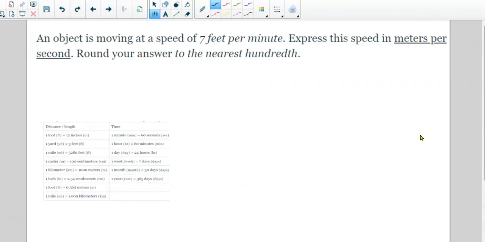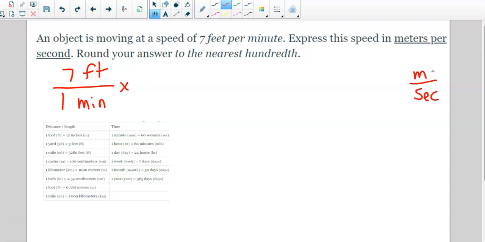Okay, this time our question is, an object is moving at a speed of 7 feet per 1 minute. And I want to express this speed in meters per second. So I'm just going to let that hang out down there so I remember what my goal is. And now I'm going to go grab some measurements from my reference sheet. But I always like to do time first because that's the easiest one for me. And I know I need minutes in the top.